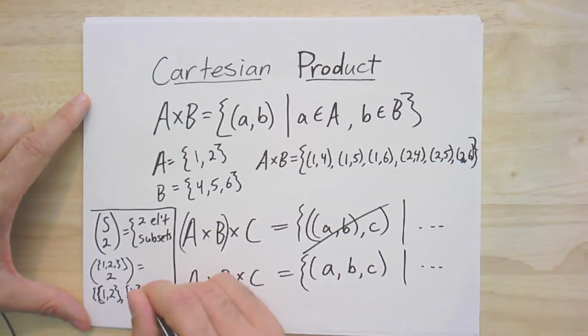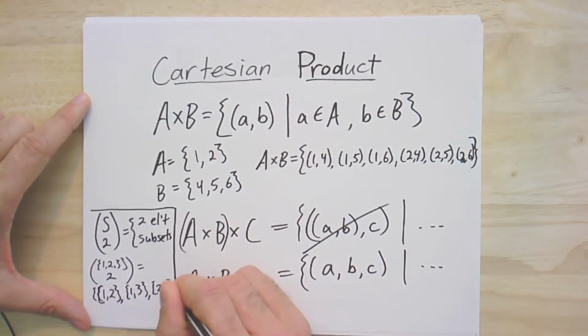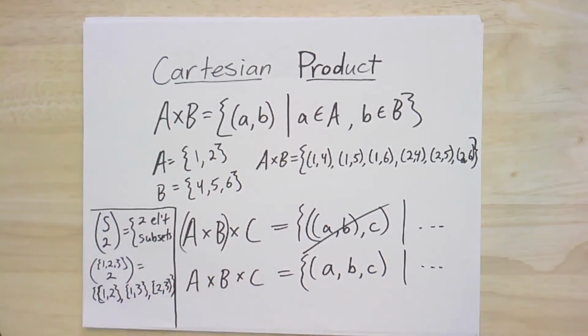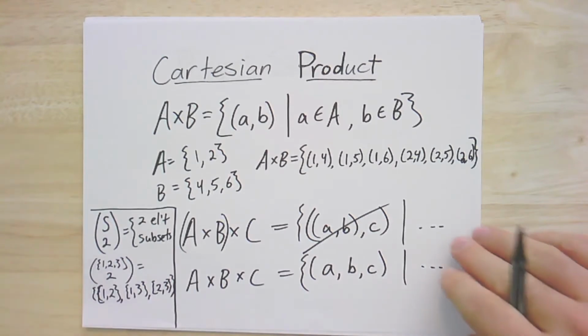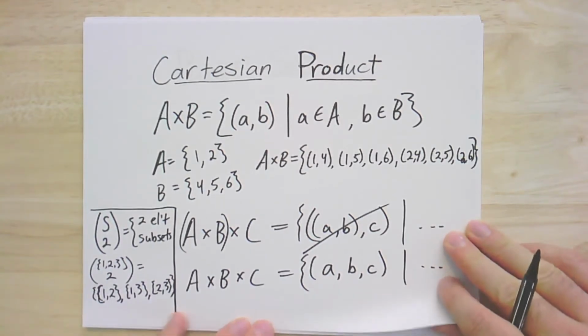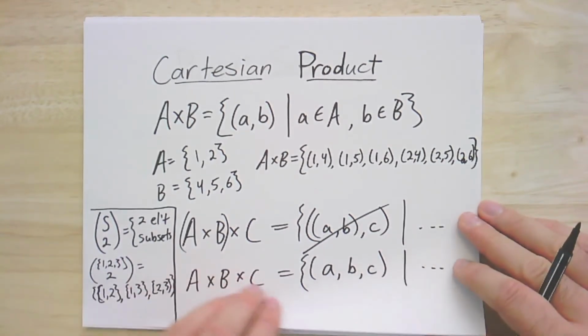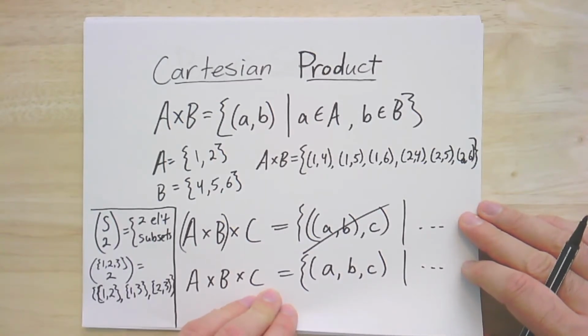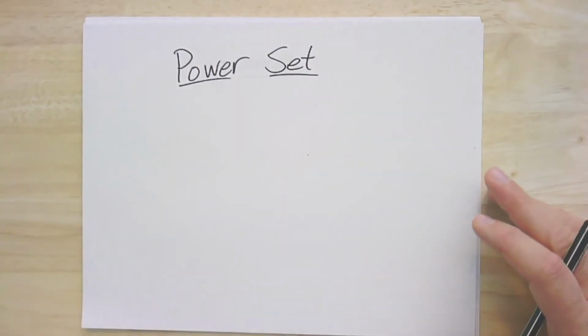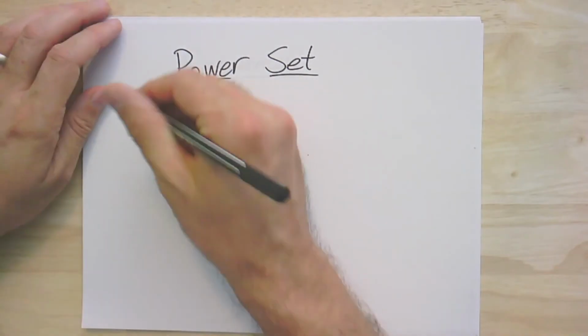1, 3, and 2, 3. Okay, and pulling out subsets or collections of subsets from a set is a very common, natural thing that we're going to do. And actually, if we want to do it in a complete way, that is, if we want to get all the subsets, we end up with something called the power set.